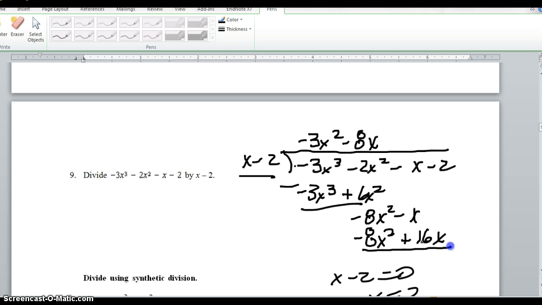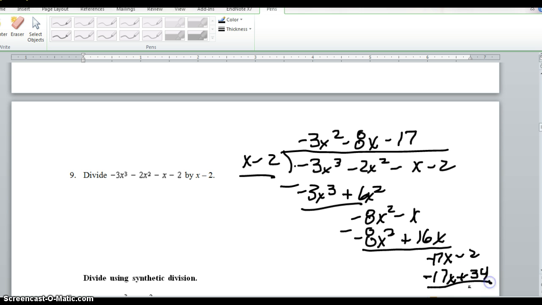And remember, we're still subtracting because we're in regular division. And that's going to be -17x. Bring down the next term. Erase to make some space. And we're going to have what times x gives you -17x? Well, that's going to be -17. Multiply that all the way through. -17x plus 34. And you're going to have a remainder of 32.